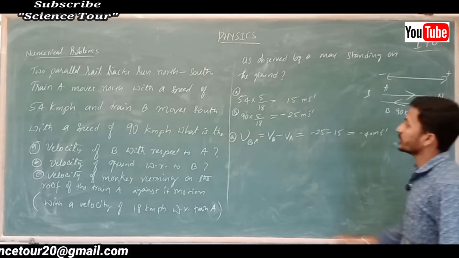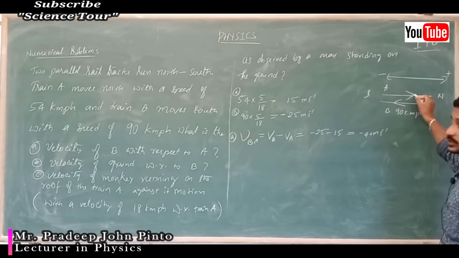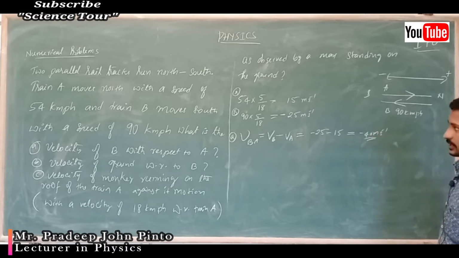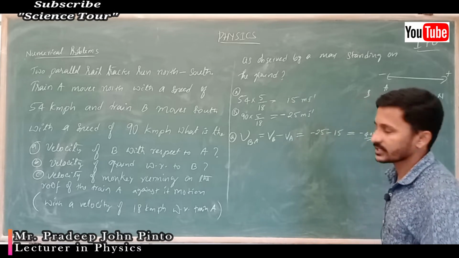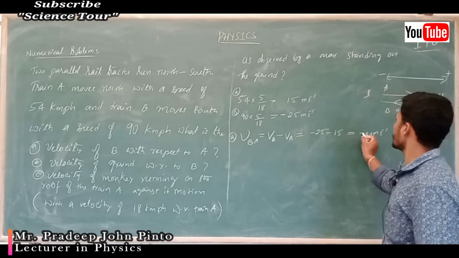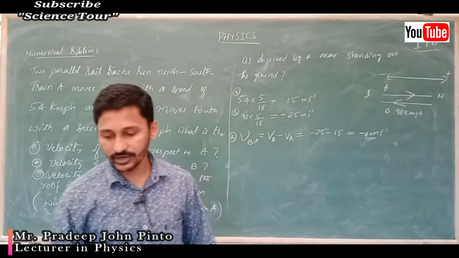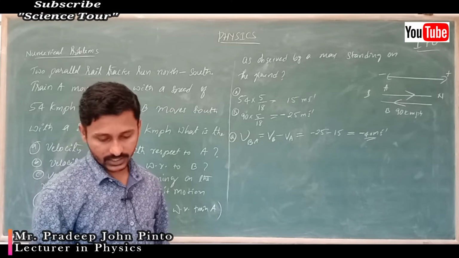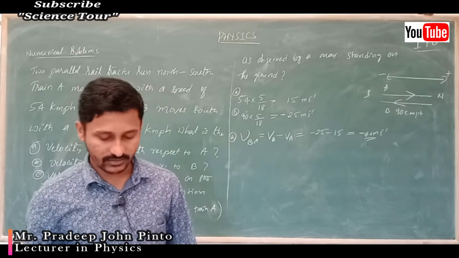It means that if you are traveling in A, with respect to you, B seems to move with 40 meter per second. Because we are moving in opposite directions, the velocities get added. So in the negative direction it seems to move at 40 meter per second. That is the first answer.